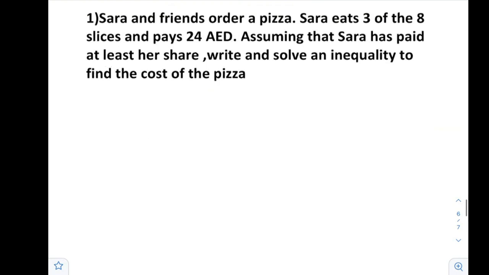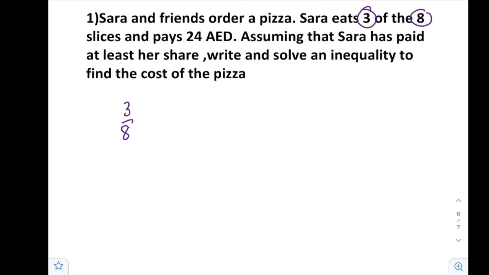Sarah and friends order a pizza. Sarah eats 3 parts out of 8, so 3 out of 8 slices. And she pays 24. Out of what? Out of the total amount. Assuming that Sarah has paid at least her share, write and solve an inequality to find the cost of the pizza.